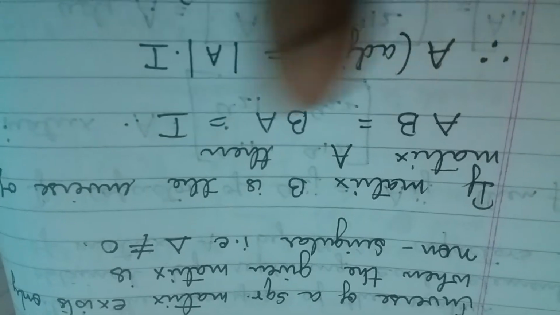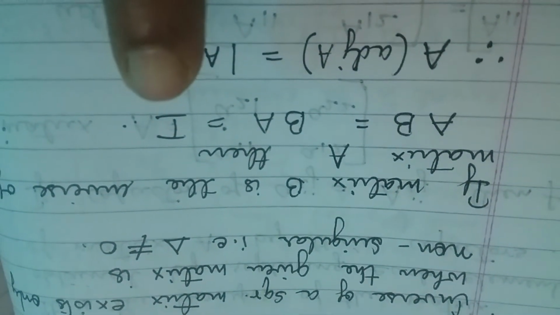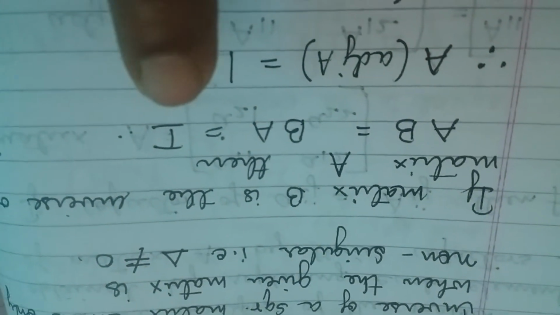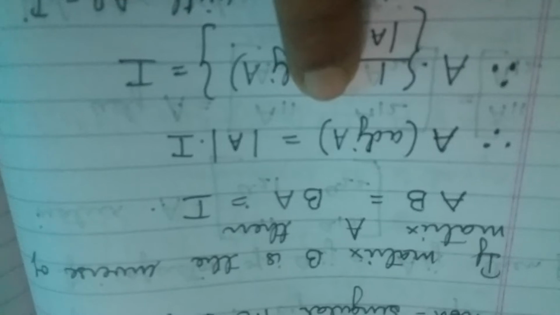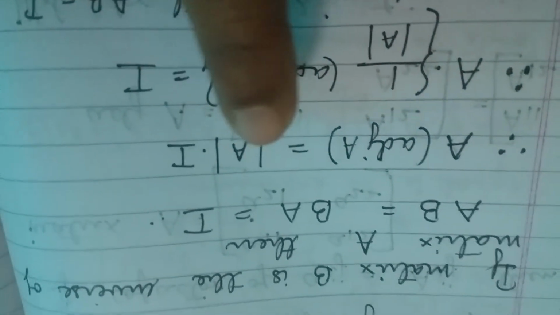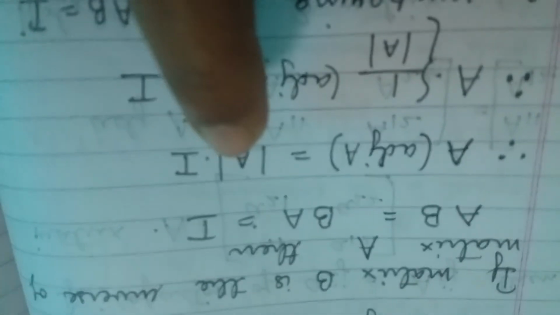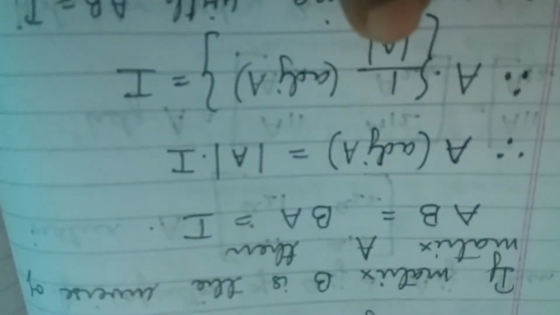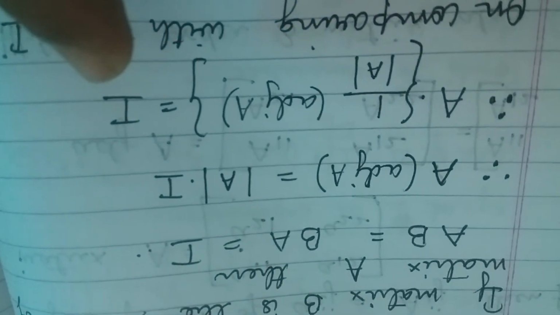The rule of inverse number or the function operated with the inverse always gives the identity. So this is the rule. Now one more thing: A into adjoint A is equal to adjoint A into A is equal to determinant A into I. If I transpose or shift determinant A from here, we are obtaining A into 1 upon determinant A into adjoint A is equal to I.